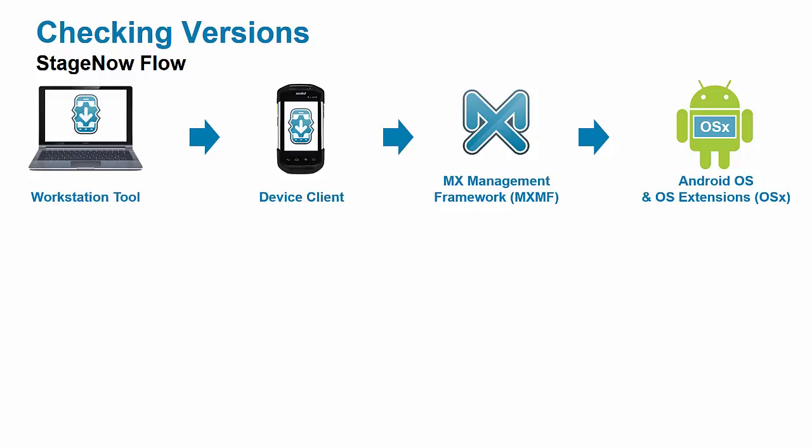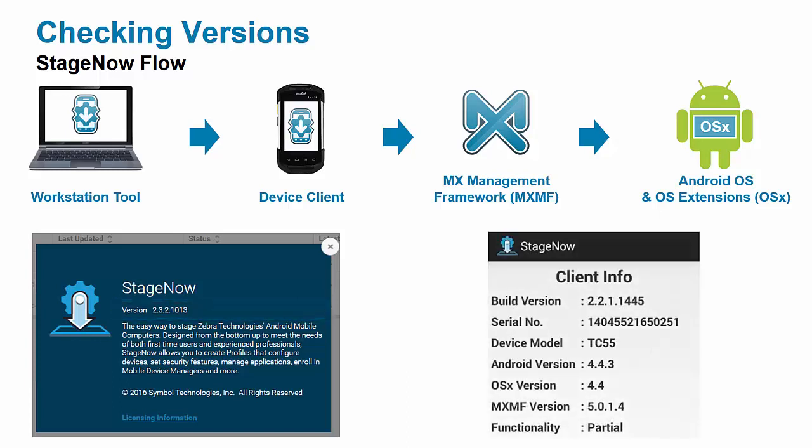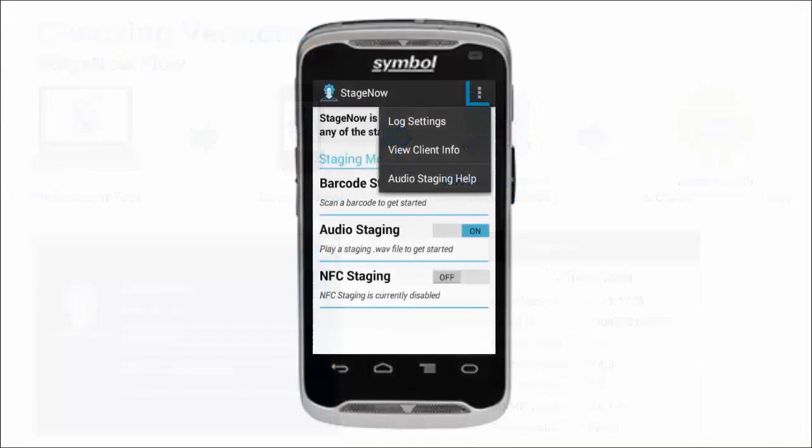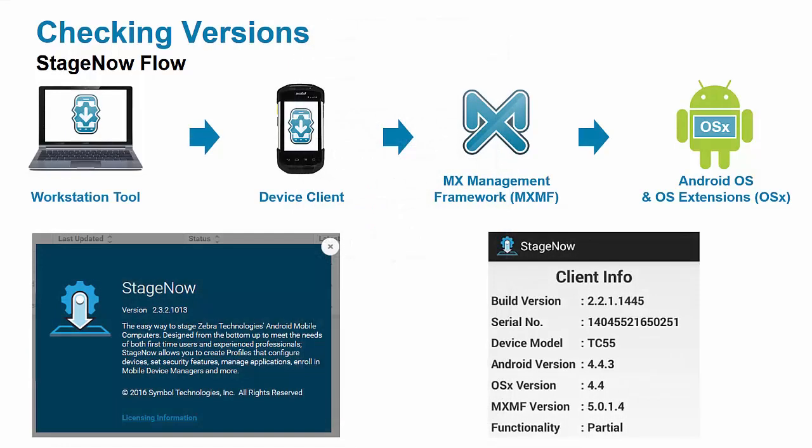Fortunately, it is really easy to keep them all in check. They are all on two screens. The StageNow About screen for the Workstation tool, and the Client Info screen in the StageNow device client, accessible via the menu. Here we can see that the device is running MXMF version 5.0, and so is ahead of the OSX version, which is 4.4. As a result, the functionality status is showing partial.